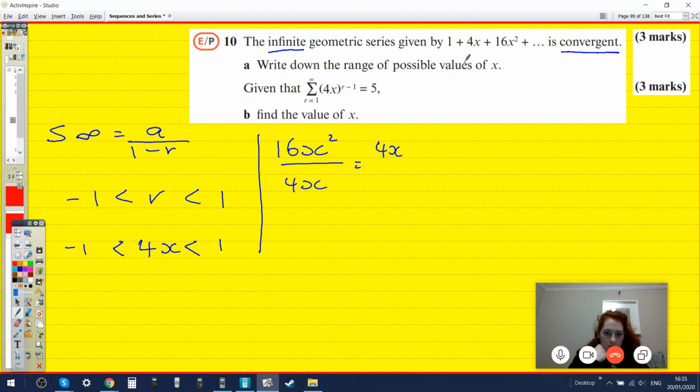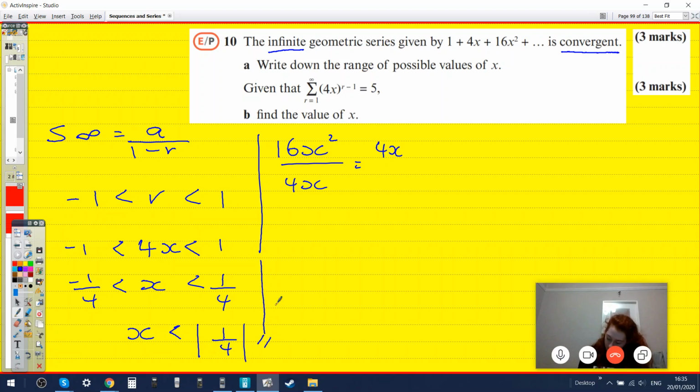So they wanted a range of possible values of x. We have a range of possible values of 4x. So we would have to make it between minus 1 over 4 and 1 over 4. Yes. And a different way of writing that is the magnitude of x is less than a quarter. Okay.